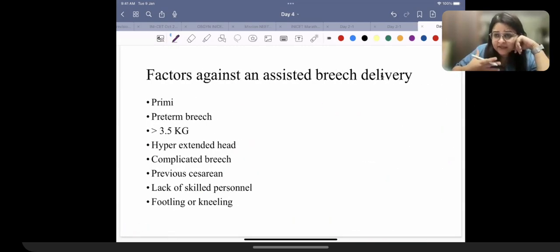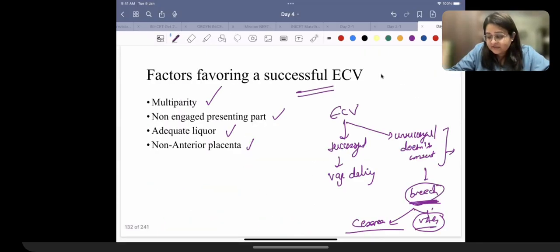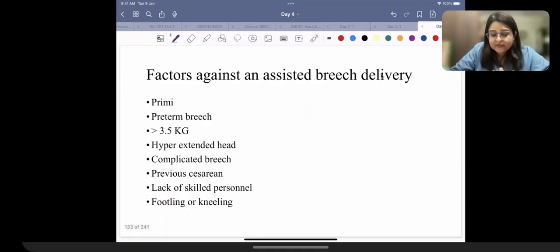The aftercoming head of the breech, if it gets stuck, remember, once the body is out, you have 5 minutes to deliver the head. उससे ज़्यादा time लगा तो the baby becomes hypoxic. So there is an increased incidence of birth trauma and hypoxia and fetal death in assisted breech delivery. So you have to carefully decide कि किस पेशेंट में आप अलाउ करोगे, किस पेशेंट में आप अलाउ नहीं करोगे.